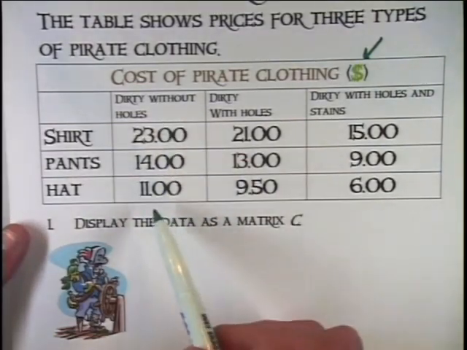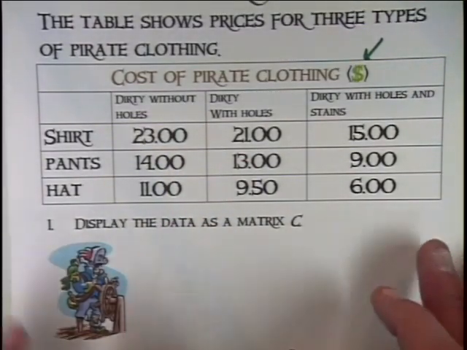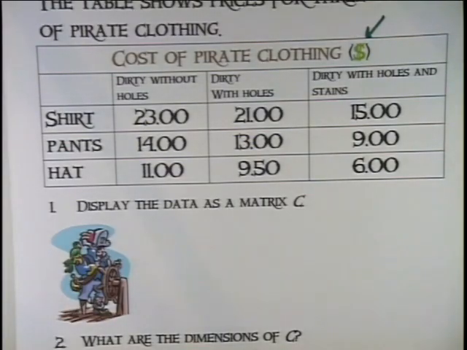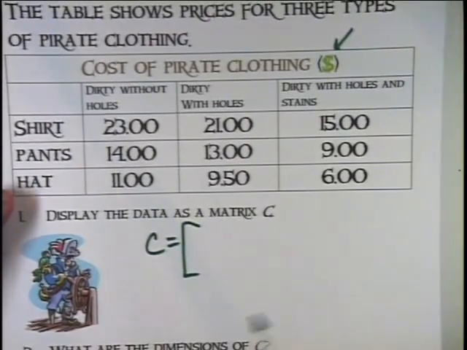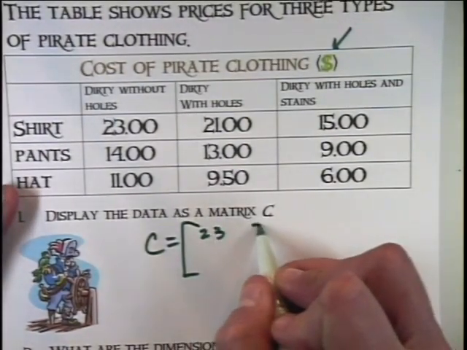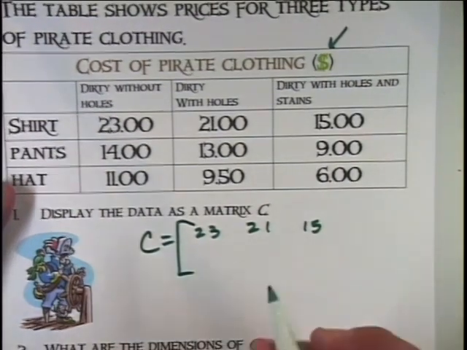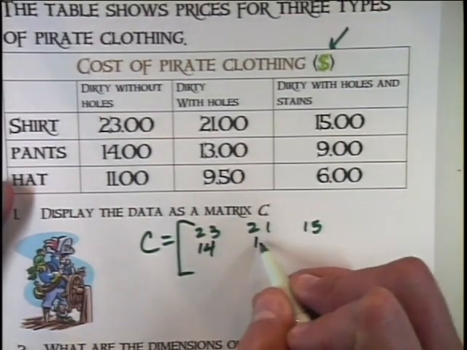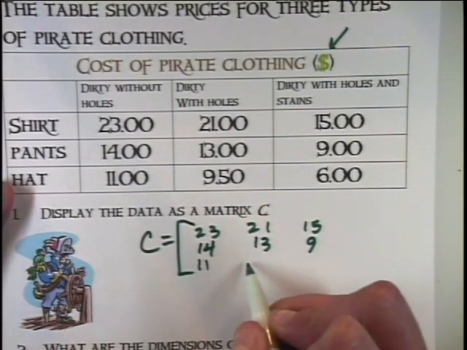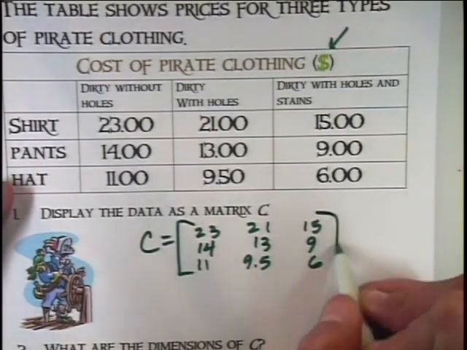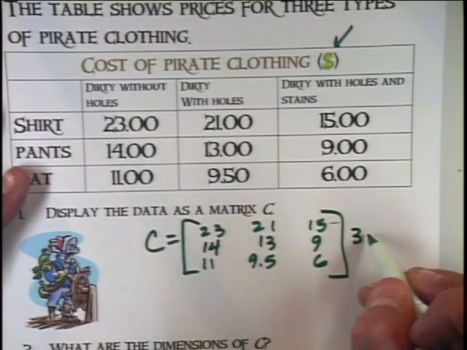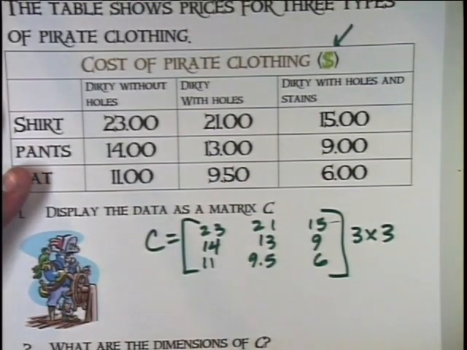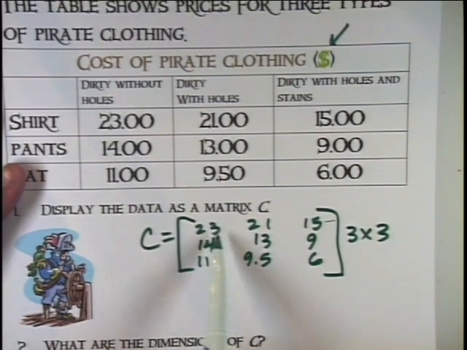the most expensive column. All right, so what we want to do is display this as a matrix, call it matrix C for clothing. So here we go, matrix C. We're just going to write all the information without the column headings. So it's 23, 21, 15. I don't have to put the trailing zeros. Then I have 14, 13, and 9. And then finally I have 11, 9.5, and 6. And there's the matrix. What is it? It is a 1, 2, 3 by 1, 2, 3. So that is a square matrix. And we have our diagonals right here, 23, 13, and 6.